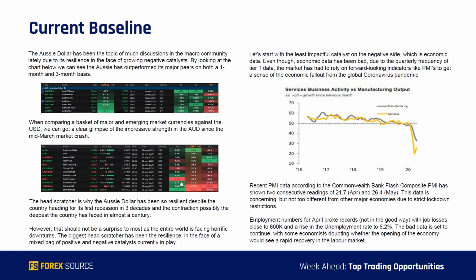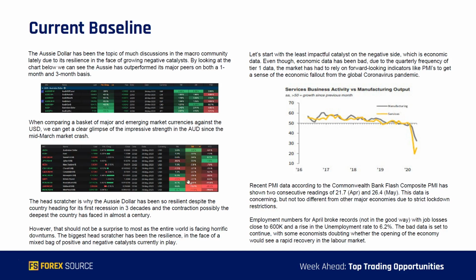Now, the Aussie dollar has been the topic of much discussion in the macro trading community recently due to its resilience in the face of growing negative catalysts. By looking at the chart below, we can see that the Aussie has outperformed its major peers on both a 1 month and a 3 month basis. And we're comparing it to a basket of major and emerging market currencies against the US dollar. We can see a very clear picture of that impressive strength in the Aussie dollar since the mid-March market crash.